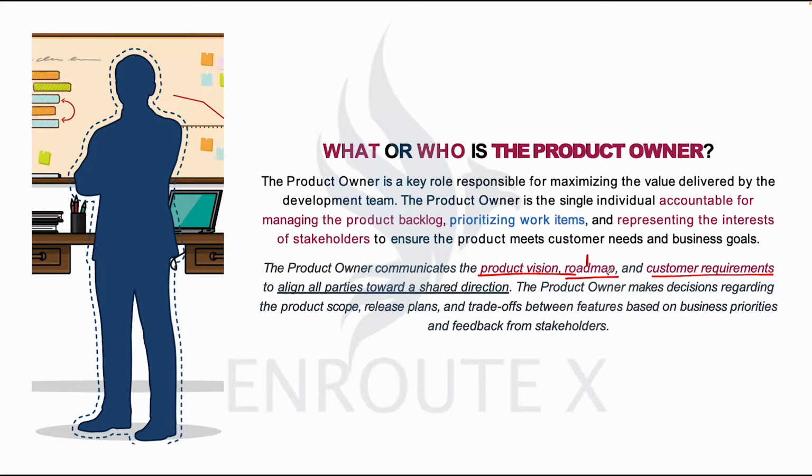At some point while we go on in this class, we would see the board again to understand what the roadmap is. There is a particular class dedicated to talking about the roadmap in detail. So let's just note that the product owner communicates the product vision, the roadmap, and customer requirements that should align with everyone's direction, right? The product owner makes decisions regarding the product scope, the release plans, and trade-offs.